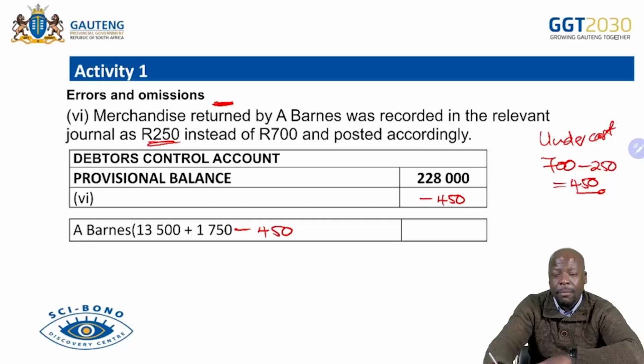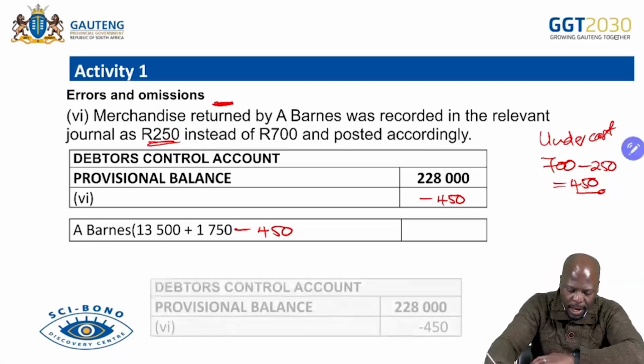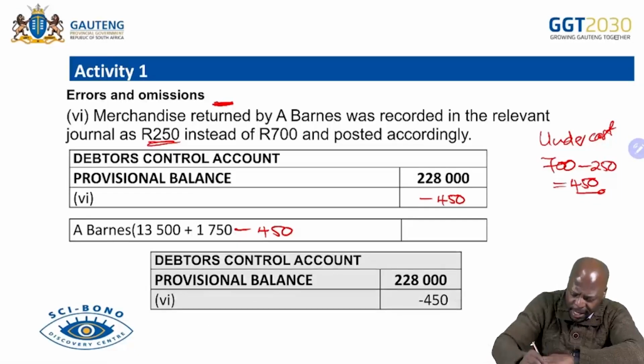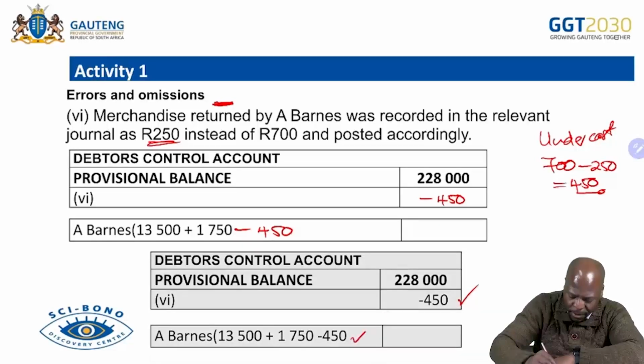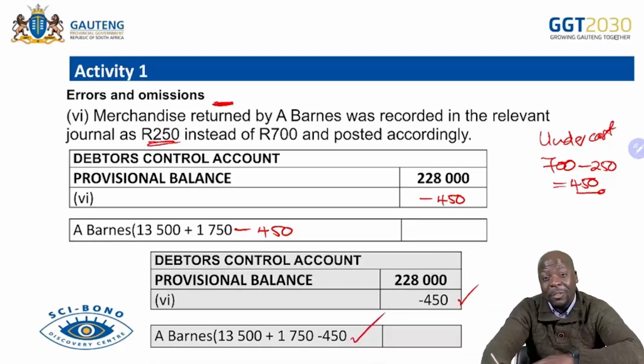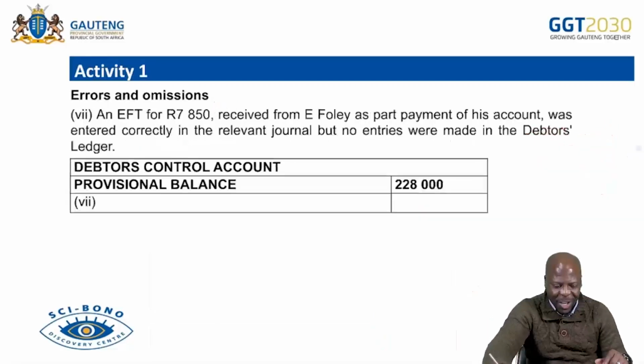Why am I subtracting? I'm subtracting because it is a return which was understated. So I needed to get to 700. I had only subtracted 250, so I need to subtract another 450. Let's see how it would appear if it is properly written. There it is. Beautiful. And then the last one. Wonderful. Minus 450. I know you are enjoying this, but let's see what the next adjustment is going to say.